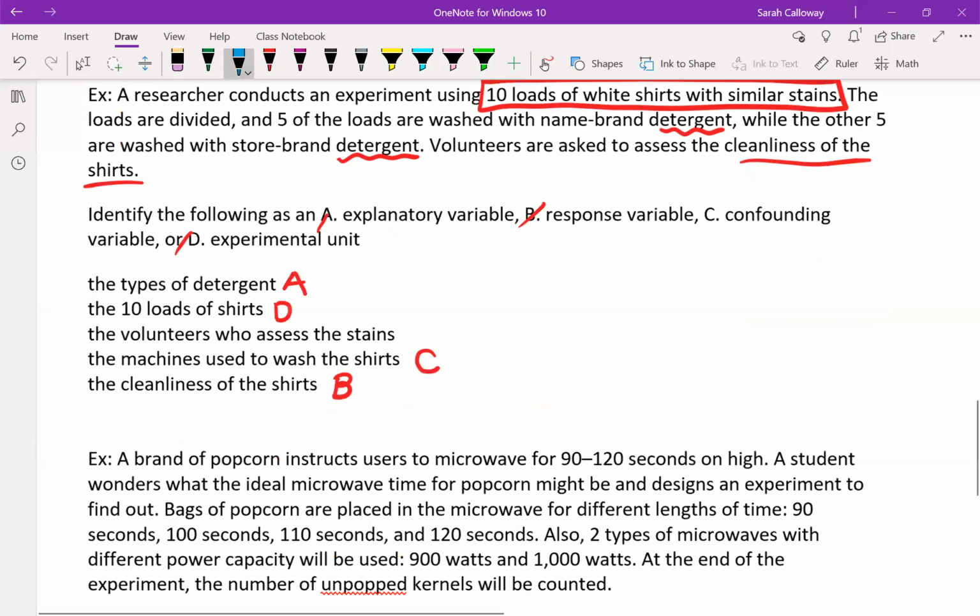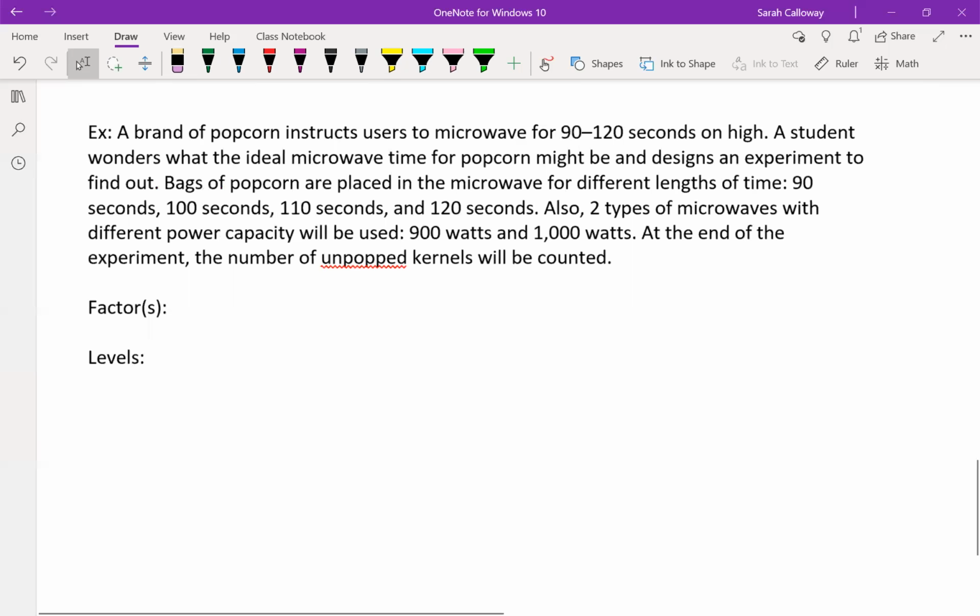A brand of popcorn instructs users to microwave for 90 to 120 seconds on high. A student wonders what the ideal microwave time for popcorn might be and designs an experiment to find out. The bags of popcorn are placed in the microwave for 4 different lengths of time. Okay, so he's using different lengths of time. And then 2 types of microwaves with different power capacities will be used. So they're using 10-second increments and then a 900 or 1,000 watt microwave. At the end of the experiment, the number of unpopped kernels will be counted.